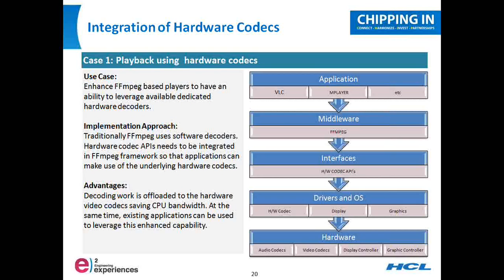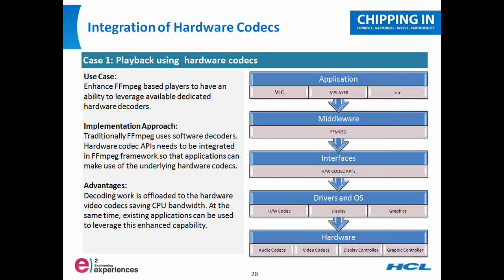So the first use case that I have listed over here is, let's take an example that there's a platform which has hardware codecs inbuilt. So how will an application programmer be able to use those hardware codecs? The application programmer would want to use those hardware codecs so that it can leverage those dedicated hardware decoders. The CPU usage goes low, better performance is experienced.